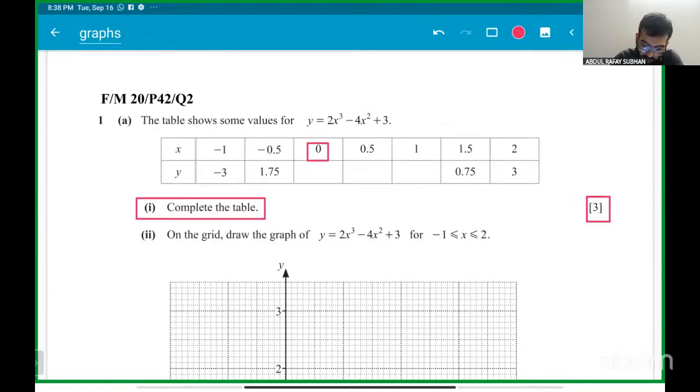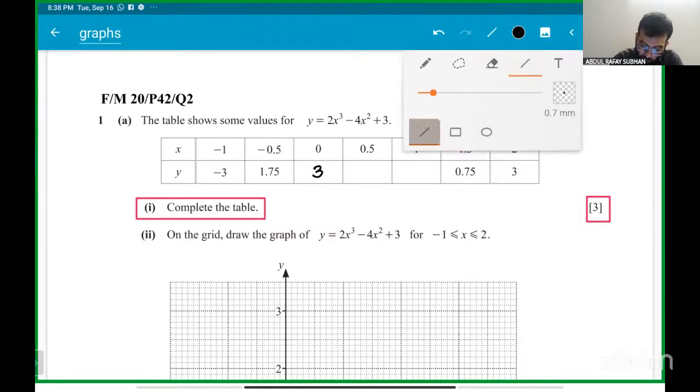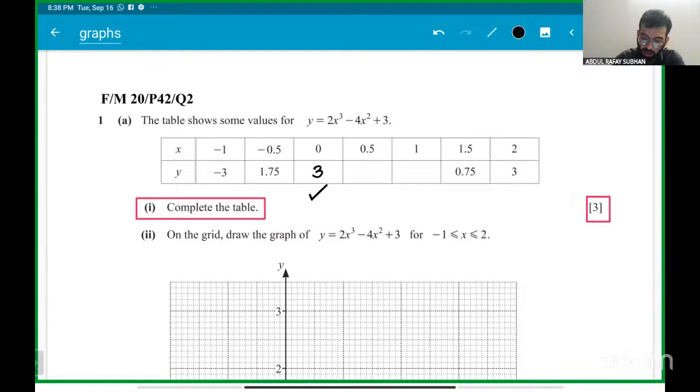So when x is 0, what is the y value, sir? When x is 0, 2 times 0 is 0, minus 4 times 0 is 0, so the y value will be 3. So you just have to complete the table. And once you put the y value as 3, 1 mark. If anyone is getting confused, since this is the first question, y equals 2 times 0 to the power of cube minus 4 times 0 squared plus 3. So that will be y equals positive 3.